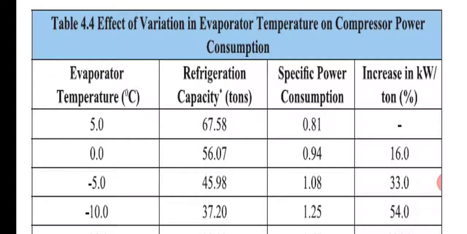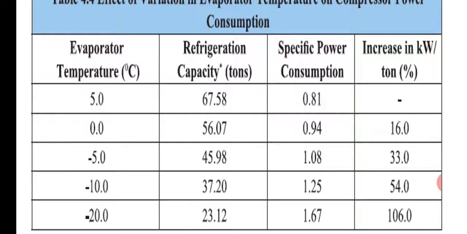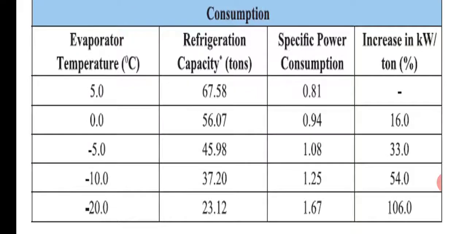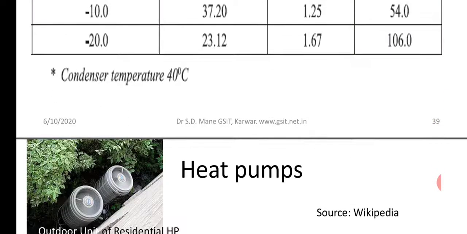And as I was discussing, if you look at only two columns, the first column and the third column, you can see that if the evaporator temperature is increased right from minus 20 degrees to minus 10, 5, 0 and then 5 degrees, the specific power consumption reduces. So normally we should always have a higher evaporator temperature. It is said that even if you set your AC 1 degree higher, it can save almost 5% of power. That is the thumb rule used.